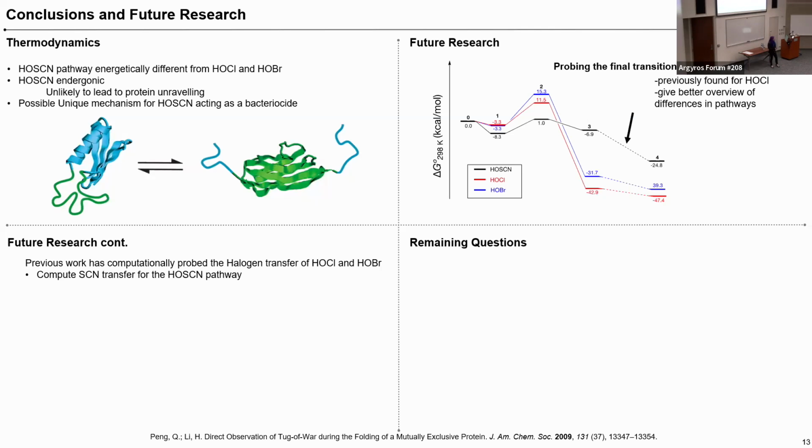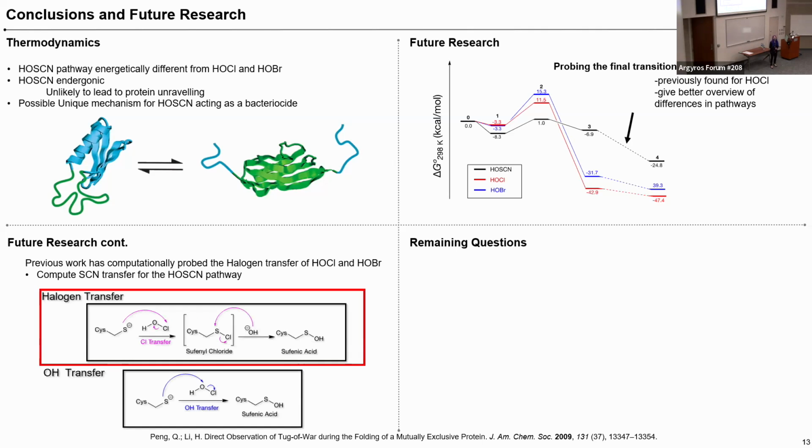Also, in the study by Dr. Agba, the HOCl pathway was fully computed, and there was an additional transition state for the OH transfer pathway between complex 3 and complex 4. So additional research will need to be done to find that transition state for the HOBr and HOSCN cases, and that should give us a better overview to fully compare these pathways. In addition, the SCN pathway, we started research on that pathway, but we have not fully computed it, so additional research will be needed there.